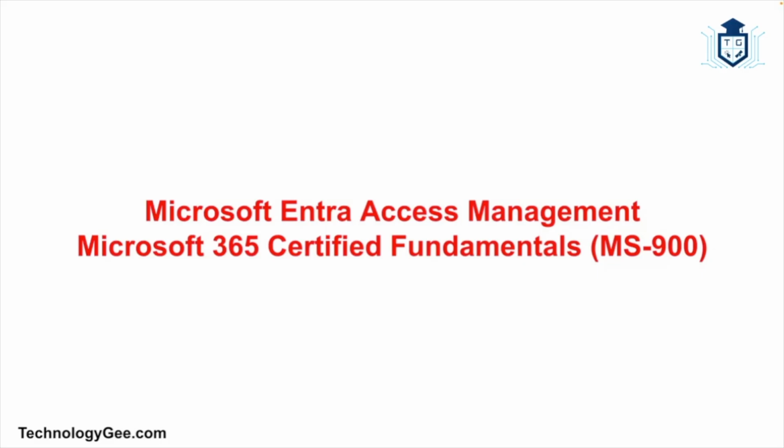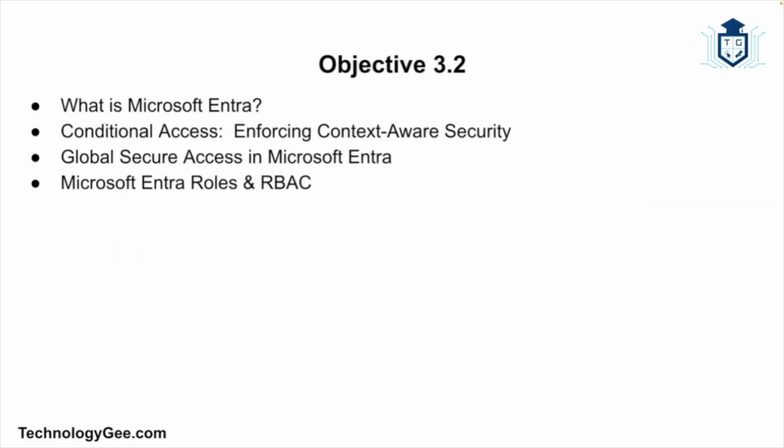Fundamentals examination. So let's get into it. Managing access, this is one of the most critical aspects of modern enterprise security. Microsoft Entra, which is a suite of identity and access management solutions, helps organizations secure resources, manage identities, and maintain compliance in an increasingly complex digital landscape. This video is going to explore how Microsoft Entra enables organizations to strengthen their security posture through its access management capabilities, focusing on conditional access, global secure access, and role-based access control.